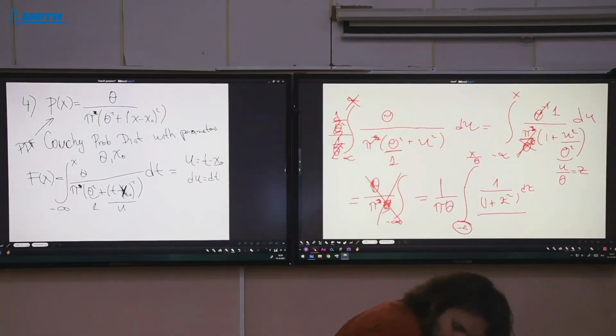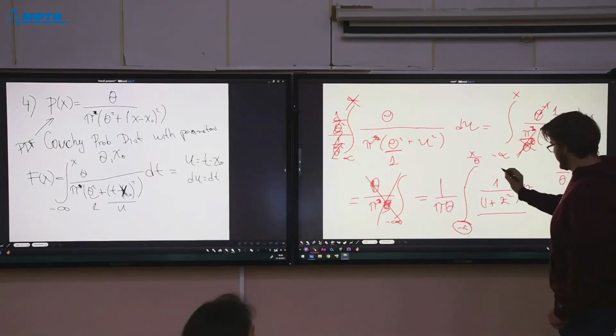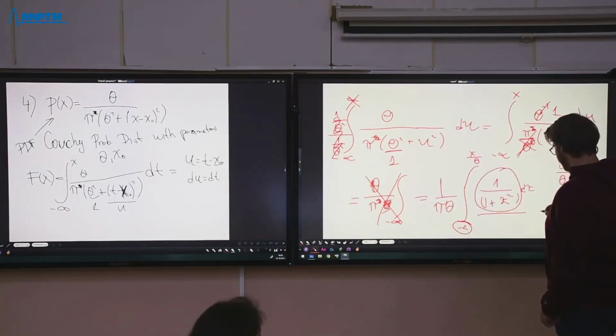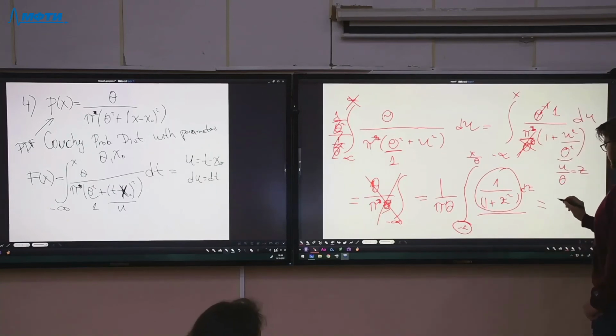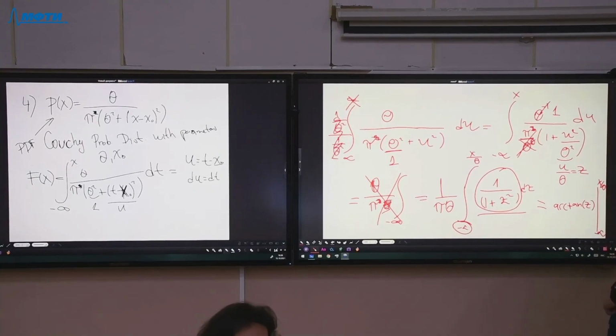So it's going to be over theta? Yeah. This will be from arctan. Yes. So it's going to be arctan of z from x theta to minus infinity. You forgot about pi. Yeah.